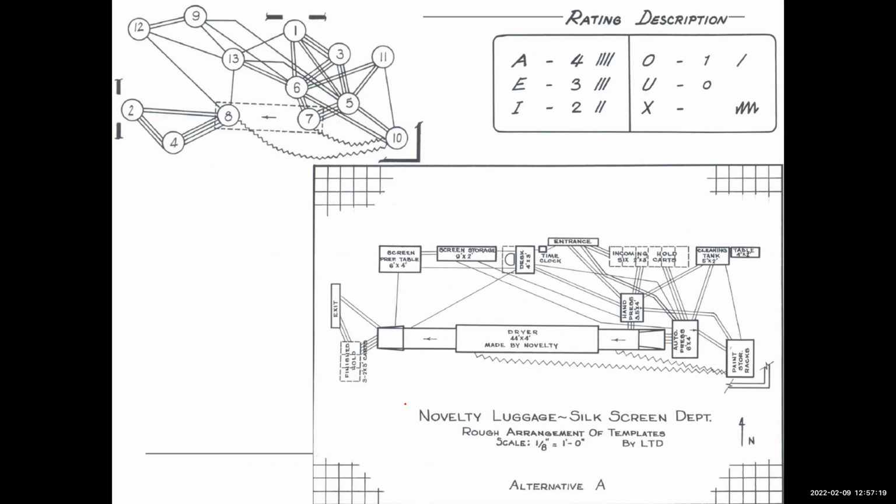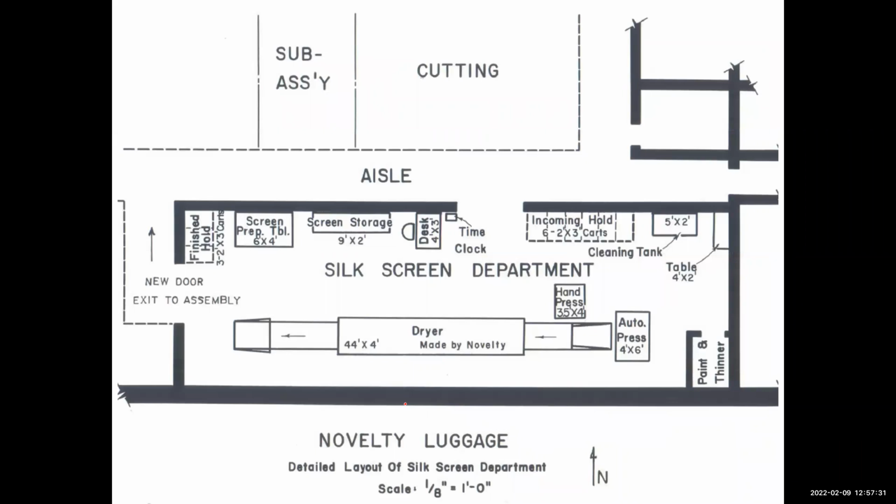So we have the dryer in the middle, and then we have the rest of the areas against the wall, and the doors are in the corresponding location. And this is the final layout of the area.